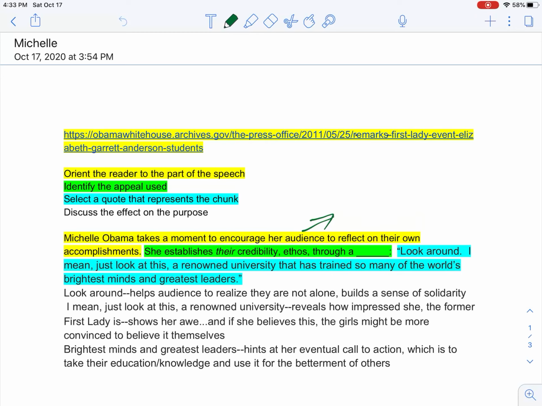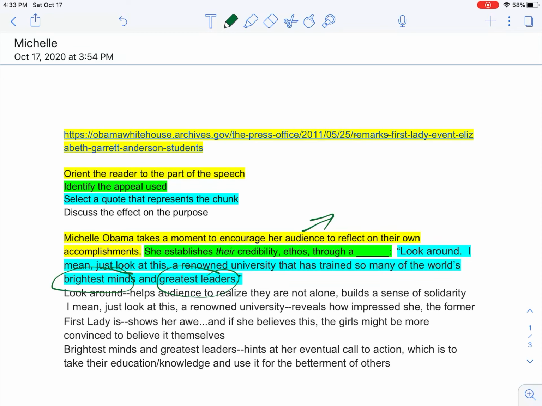The part that says, "I mean, just look at this. A renowned university," reveals how impressed she, the former first lady, is. It shows her awe. And if she believes this, the girls might be more convinced to believe it themselves. The part that says, "brightest minds and greatest leaders," that parallelism, hints at her eventual call to action, which is to take their education and knowledge and use it for the betterment of others. This part right here, they all have bright minds.